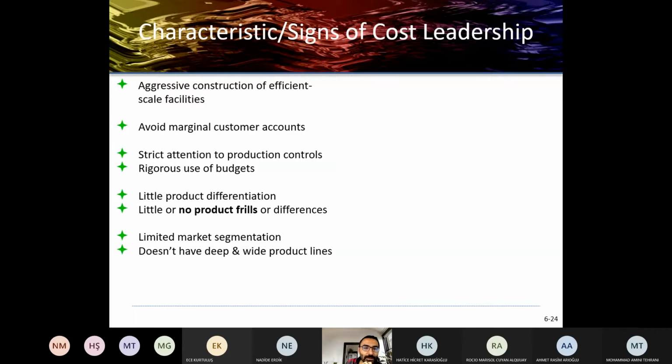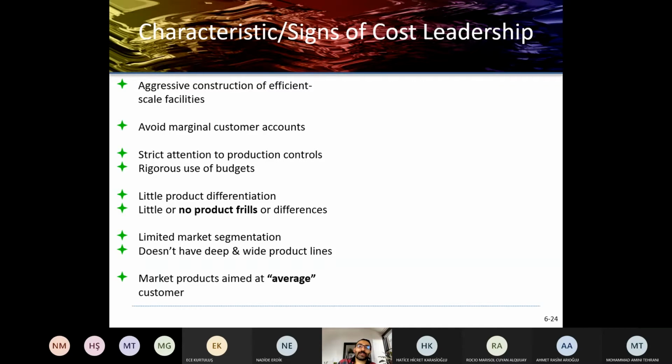And strict attention to production controls, yes, because when you control your production, you can see where the costs occur more, right? How can you design your production in a more efficient, more cost-friendly way? And rigorously, it means the average unit price will decrease, your costs decrease. And you don't need to have wide product lines, maybe a few is enough for you.